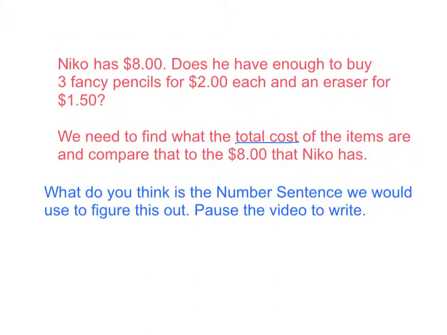Okay, so let's take what we've learned about number sentences and let's apply it to a more complex math problem, a word problem. So we have Nico. Nico has $8. Does he have enough to buy 3 fancy pencils for $2 each and an eraser for $1.50? What we need to find out is what the total cost of the items are and compare that to the $8 that Nico has. So what do you think is the number sentence we would use to figure this out? Pause the video to write.